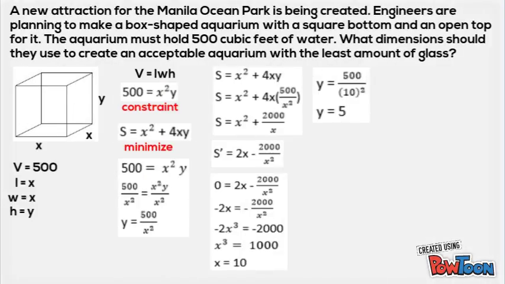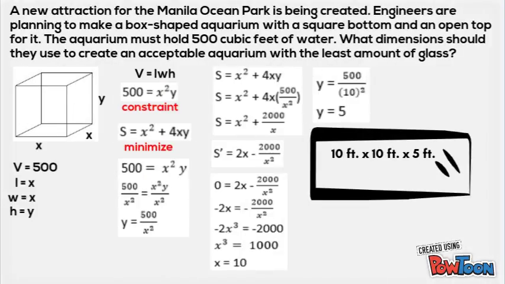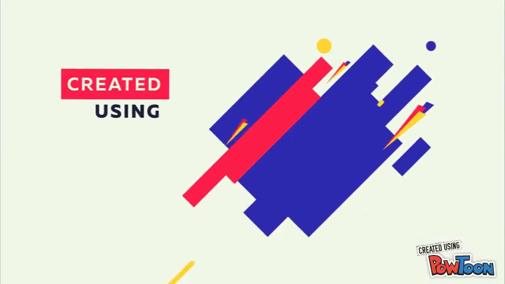Therefore, the dimensions that they should use are 10 feet by 10 feet by 5 feet, and the minimum surface area of the box would be 300 square feet.